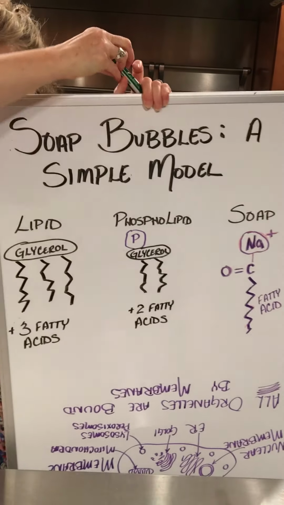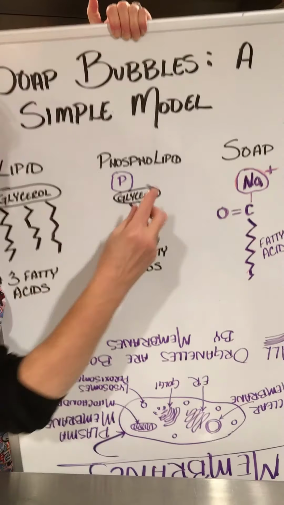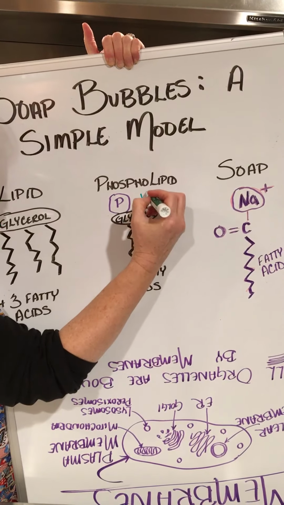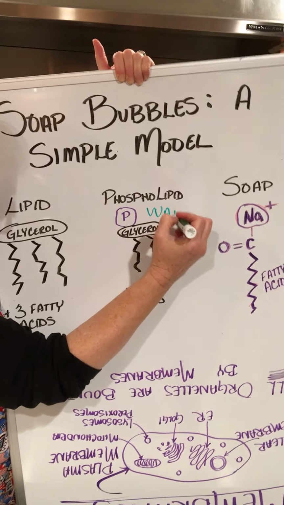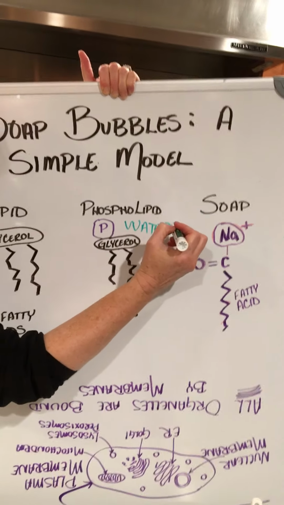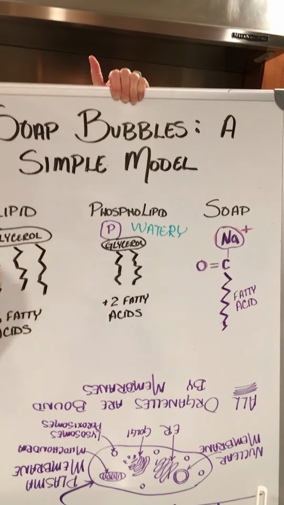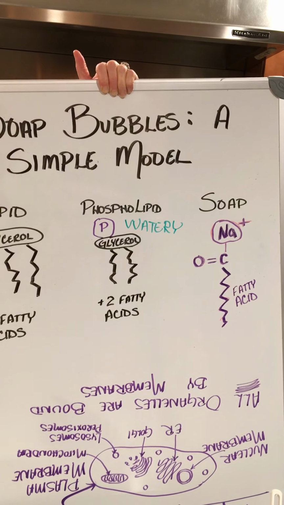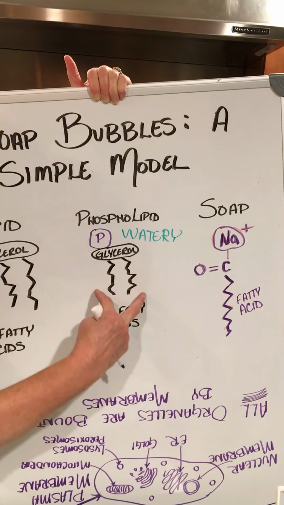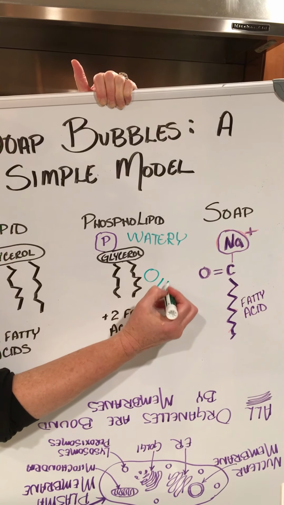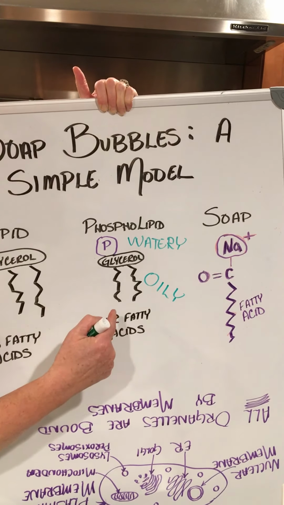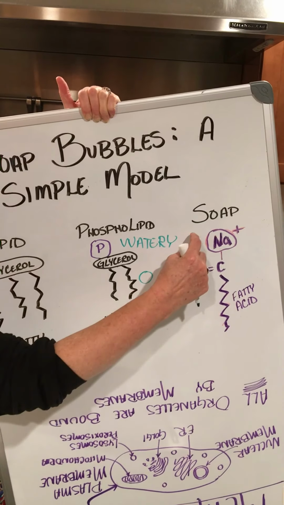Now that phosphate is interesting because what it does is it makes the top part of this molecule watery, or what we call hydrophilic, and the tails are still oily or hydrophobic. Now soap is very similar to that.